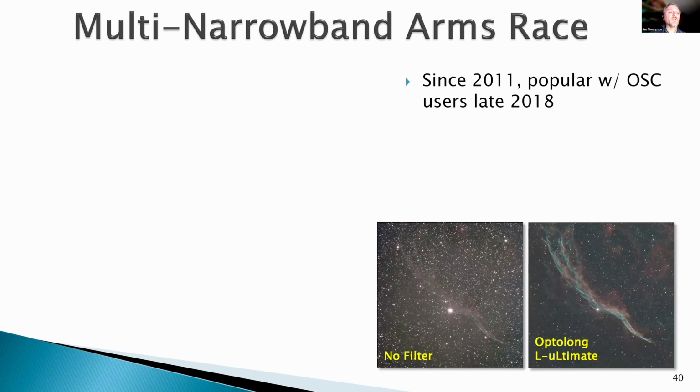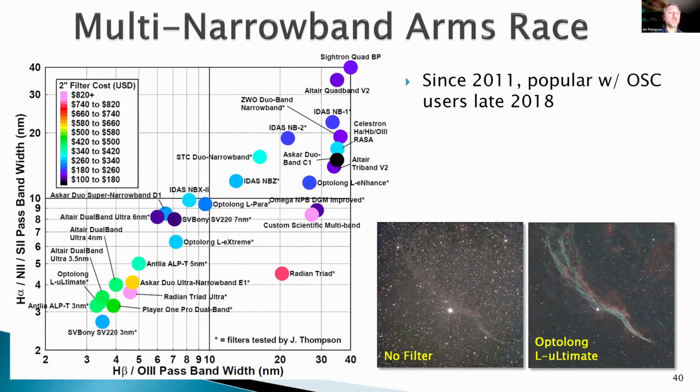Presently, there are 27 different models of multi-narrowband filter available commercially. I have plotted them here in terms of the width of their oxygen 3 and hydrogen alpha bands. The dot color denotes the cost of each filter. An asterisk next to the filter name indicates those I have personally tested, which is most of them.